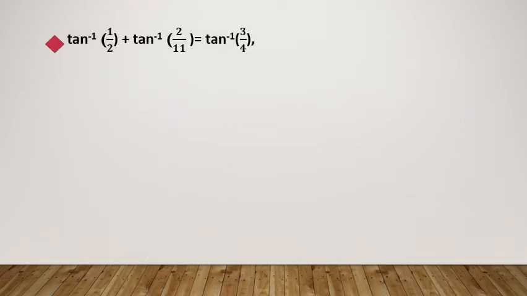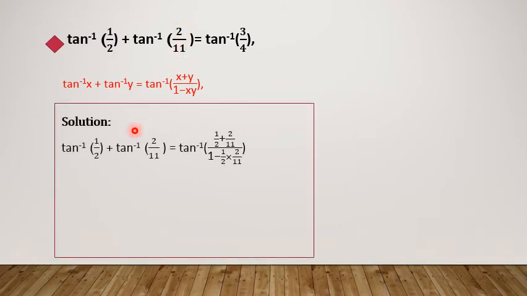So the value of this quantity is pi. The fourth question is, we need to prove that tan inverse 1 by 2 plus tan inverse 2 by 11 equal to tan inverse 3 by 4. Here, which identity we need to apply? Tan inverse x plus tan inverse y is given. So the identity we apply here is tan inverse x plus tan inverse y is tan inverse of x plus y by 1 minus xy. So instead of x, here it is 1 by 2, and instead of y, here it is 2 by 11. So we just substitute these values here.